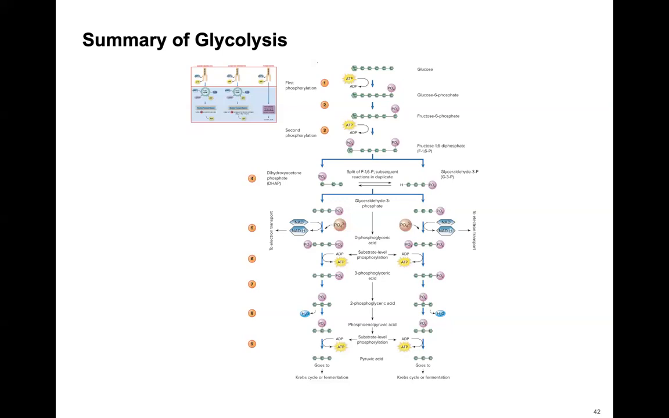Don't forget also in step 5, you produce 2 NADHs. Those 2 NADHs will travel off to the electron transport chain, where they will then be processed for additional ATPs under aerobic conditions only.